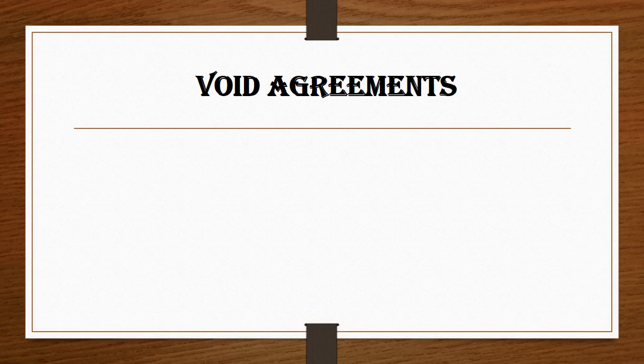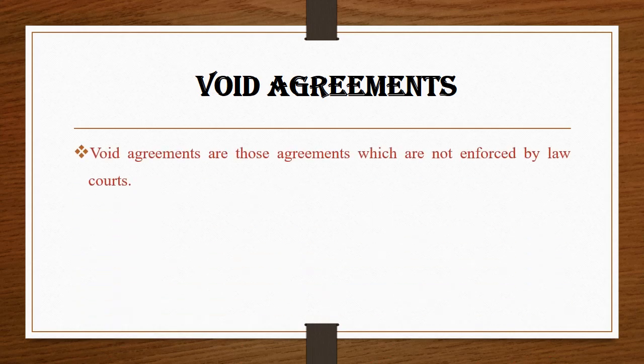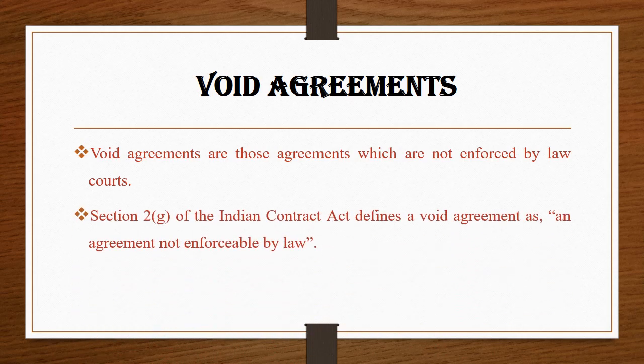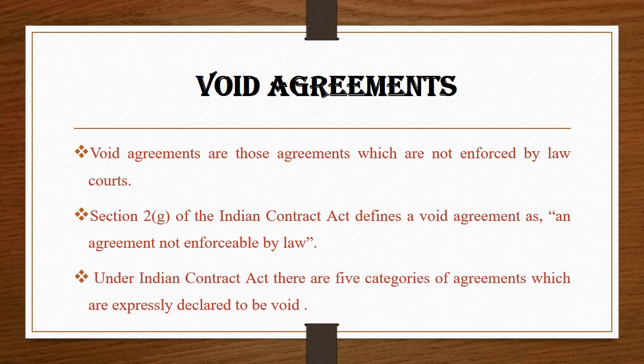Next is void agreements. Void agreements are those agreements which are not enforced by law courts. Section 2(g) of the Indian Contract Act defines a void agreement as an agreement not enforceable by law. Under the Indian Contract Act, there are five categories of agreements which are expressly declared to be void.